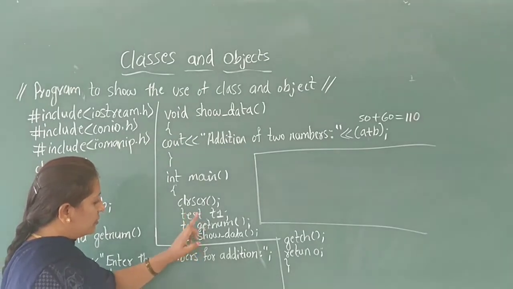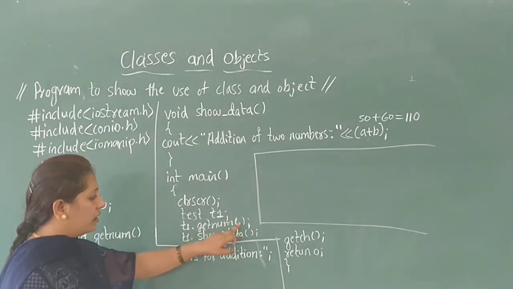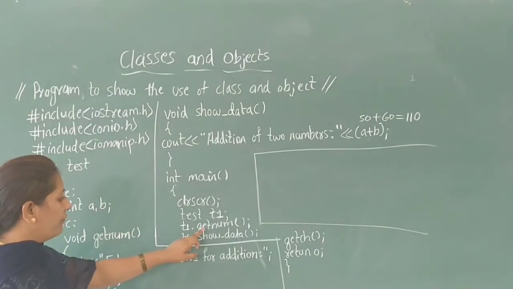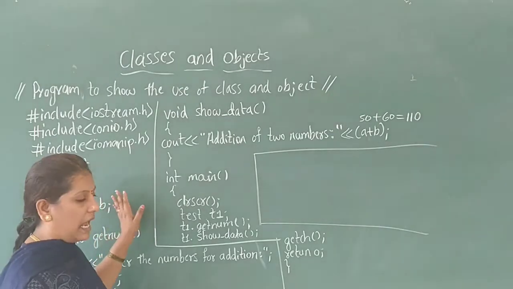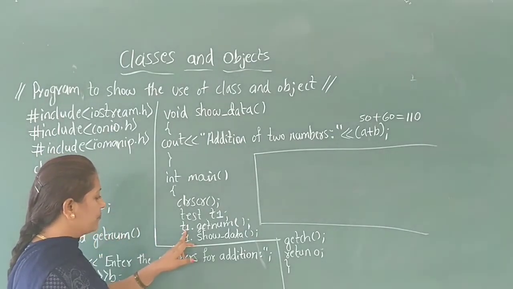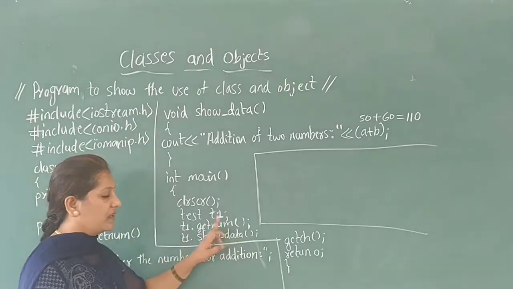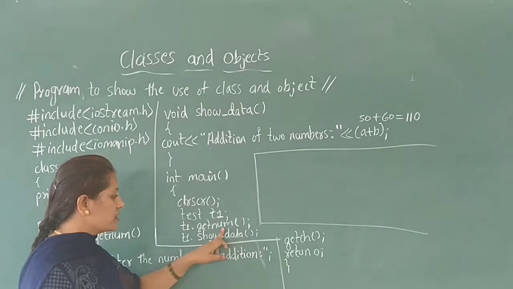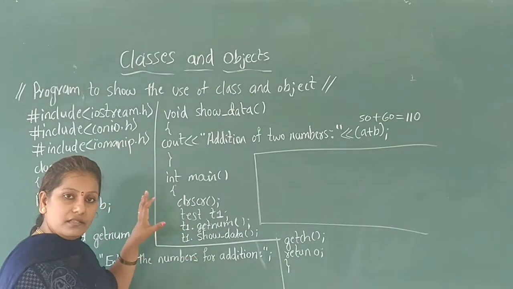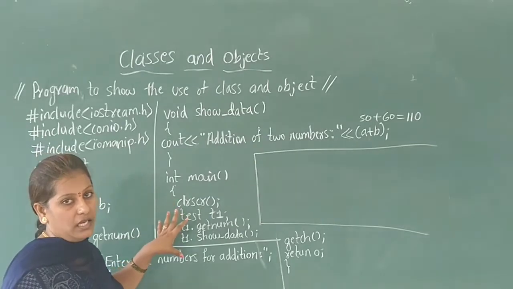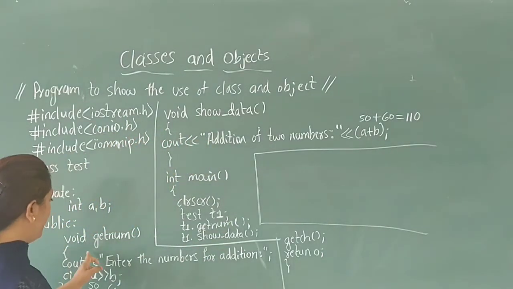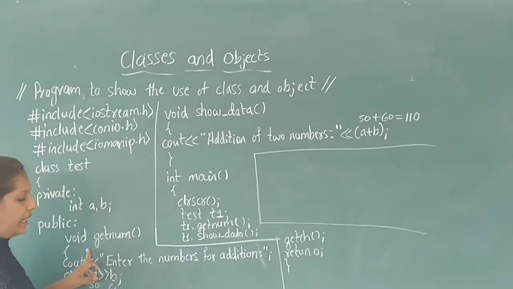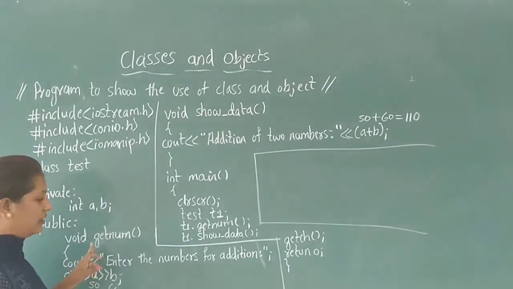When the function is called using the object, control goes directly to the called function, where it is declared and defined inside the class or outside the class. See here, the statement is T1 dot get num. Then the get num function is called using the object T1. This method is called message passing. It means get number connects to where it is defined and declared inside the class and goes to the next executable statements in the function.